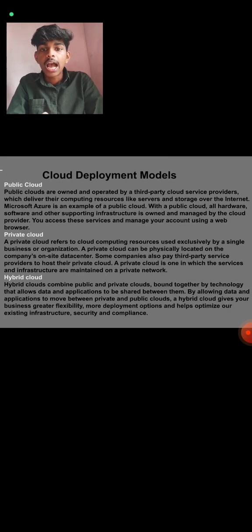Hybrid cloud. Hybrid clouds combine public and private clouds, bound together by technology that allows data and applications to be shared between them. By allowing data and applications to be moved between private and public clouds, a hybrid cloud gives your business greater flexibility and more deployment options and helps to optimize your existing infrastructure, security, and compliance.